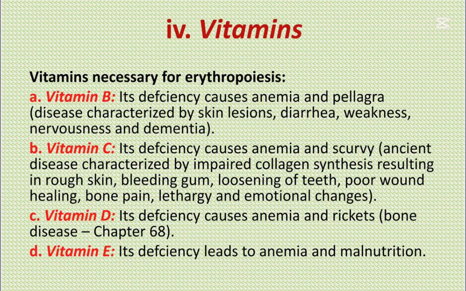Each one of the vitamins: absence of vitamin D can cause anemia and rickets. Rickets is a bone disease. Absence of vitamin E will cause anemia and malnutrition. Absence of vitamin C will cause anemia and scurvy. You get it now? Absence of vitamin B will cause anemia and pellagra. You get it now? So they are very, very important.